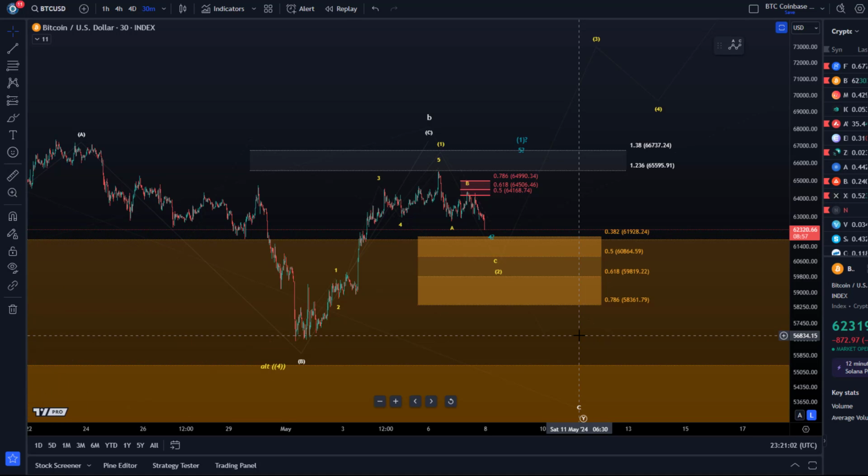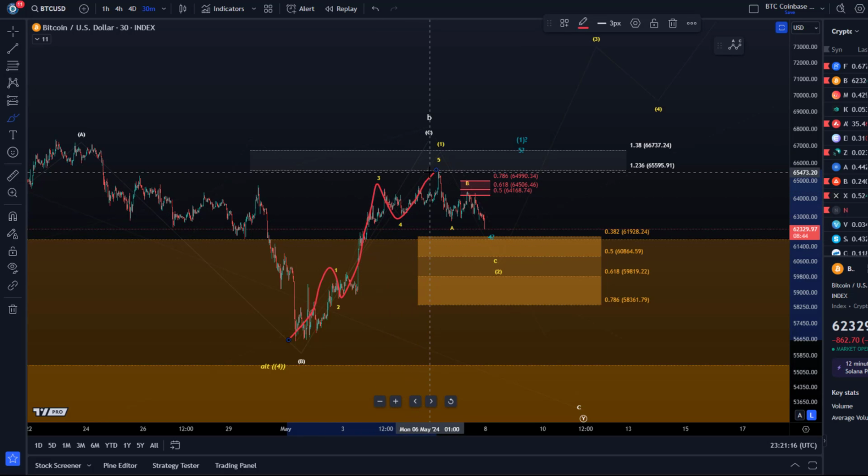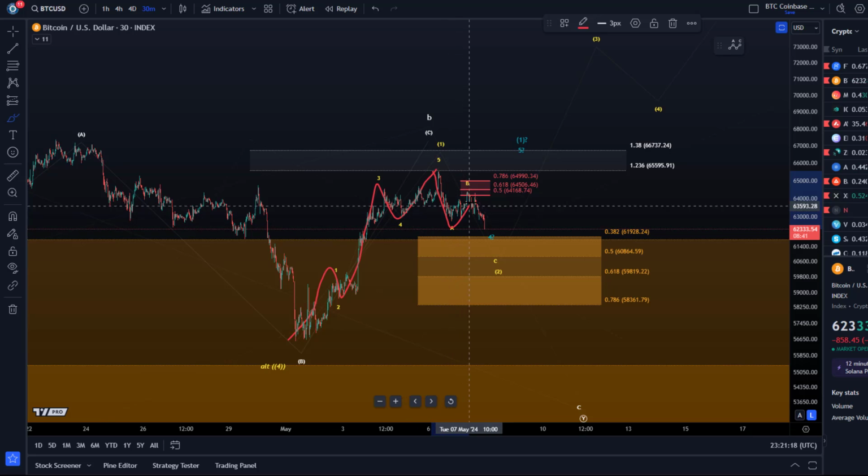But in both counts, we basically were watching for lower prices, because in the yellow count, let me take you through this one first. We're looking at 5 waves up, which could be yellow wave 1, okay? And then the idea was that this is an A, B, C structure. And we were watching for the C wave to unfold. It took the entire day.